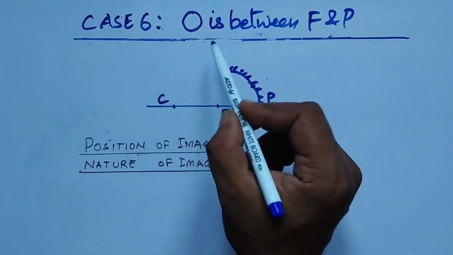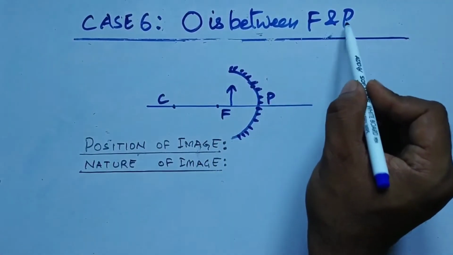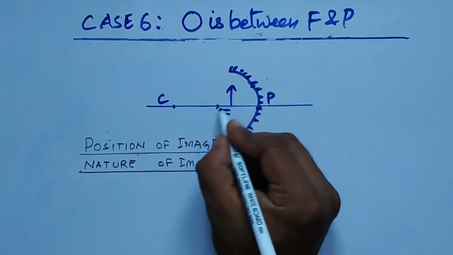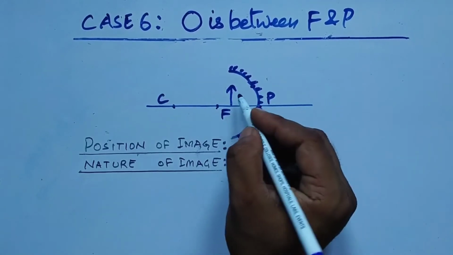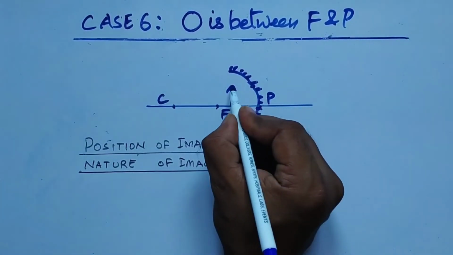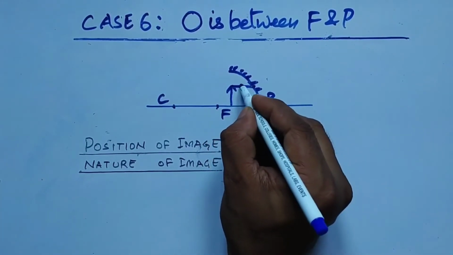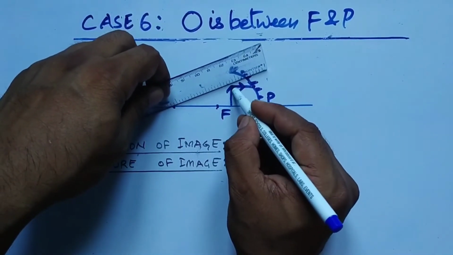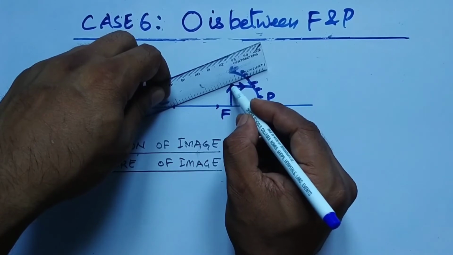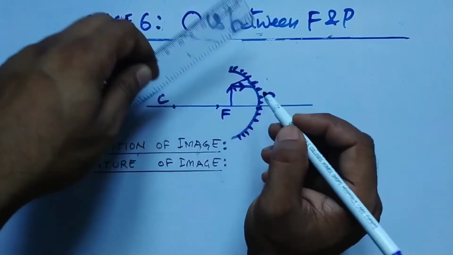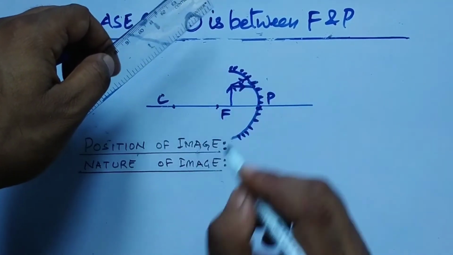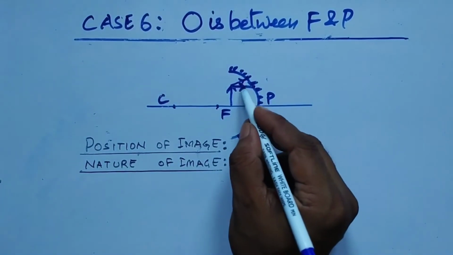Now the next case is when the object is placed between focus and pole. So this is pole, this is focus, and the object is in between focus and pole. Then we'll again consider two standard rays. One standard ray will be parallel to the principal axis. This is one standard ray. The other standard ray will be in line with the center of curvature. So we have taken two standard rays.